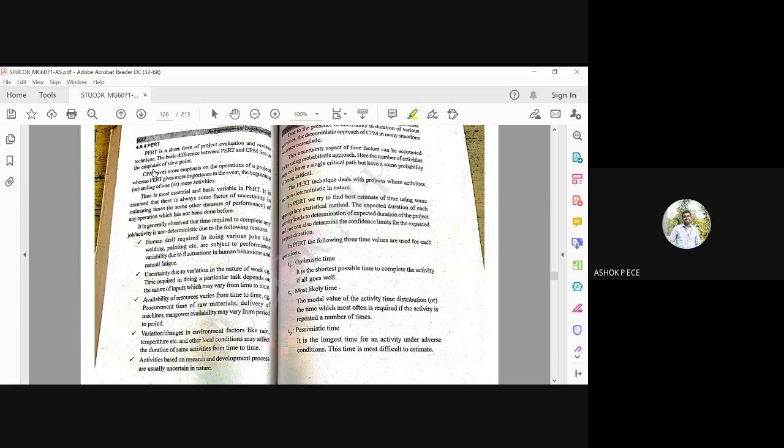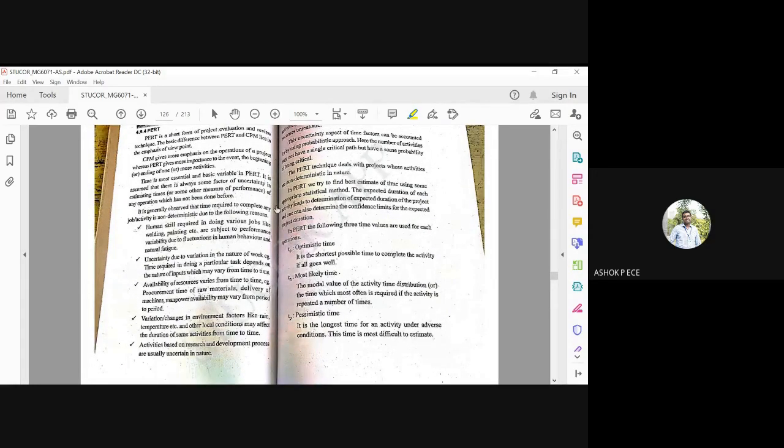CPM is going to give emphasis on activities, but PERT is going to give importance to the event. So time is the most essential and basic variable in PERT. It is assumed that there is some factor of uncertainty in estimating time, which is there in any operation which has not been done before. So CPM is going to emphasize the operation or the activity, and PERT is going to give importance to the event. So understand that.